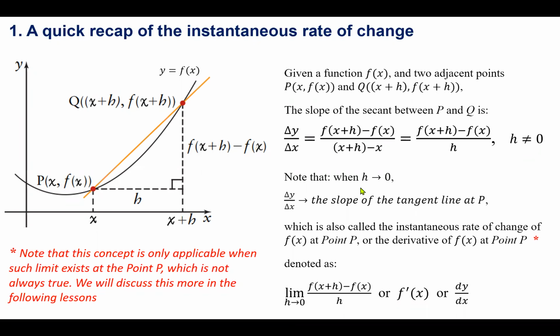Also note that when h, the difference between the x coordinates of the 2 points, approaches 0, then delta y over delta x will approach the slope of the tangent line at P, which is also called the instantaneous rate of change of f(x) at point P, or the derivative of f(x) at point P, right? We denote the derivative or the instantaneous rate of change using the limit symbol here.